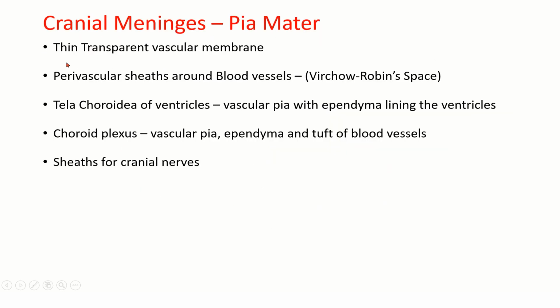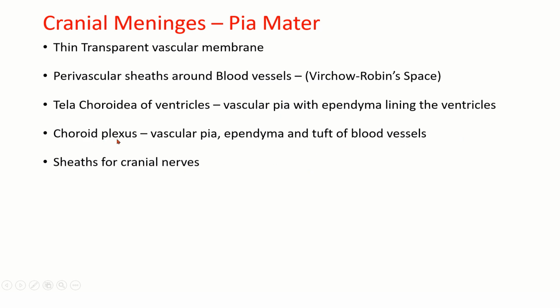So pia mater is a thin, transparent, vascular membrane. It forms perivascular sheaths around blood vessels, which I have shown as the Virchow-Robin space. Then the tela choroidea of the ventricles: this is nothing but the vascular pia with ependyma lining the ventricles. These two will form the tela choroidea. When this is added to by a tuft of blood vessels, we call it the choroid plexus.